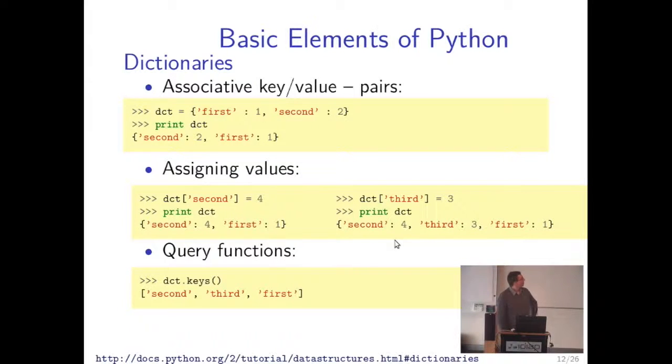And again, the dictionary has some query functions. For example, the keys function, which will return a list of keys. A values function, which will return the list of values. And these two functions use the same order, so you can be sure that the first element in the values belongs to the first element in the keys.